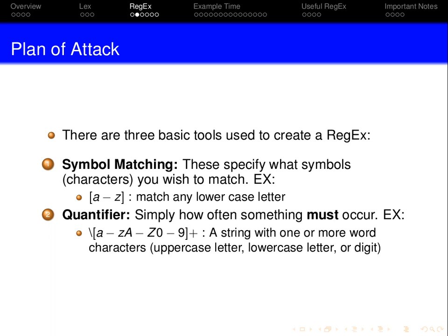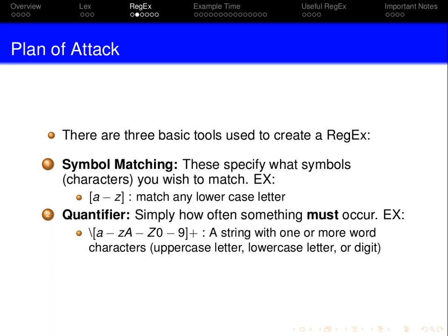I'll need to update this. Symbol matching specifies what symbols you wish to match. Example, A through Z matches any lowercase character. And then you have a quantifier, which tells you how often something must occur. Ignore that leading backslash. That needs to be gone. It matches a string with one or more word characters, aka uppercase, lowercase, or digit. And that plus means one or more of them.